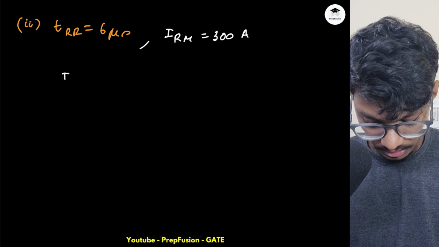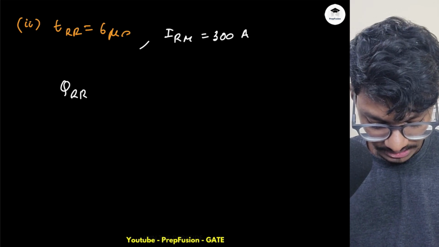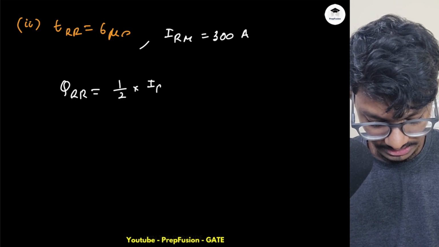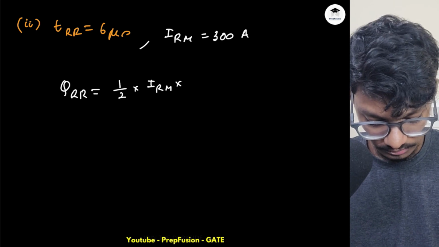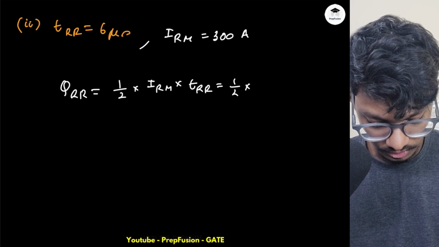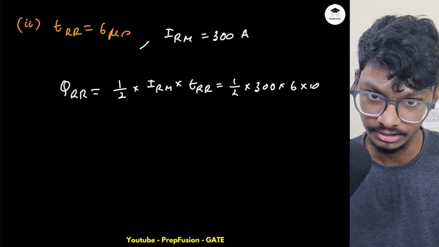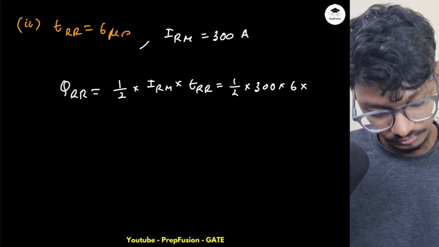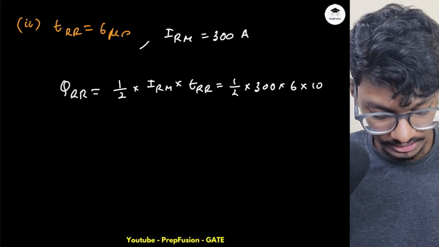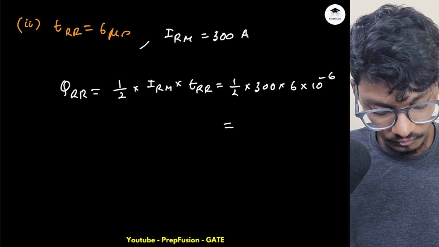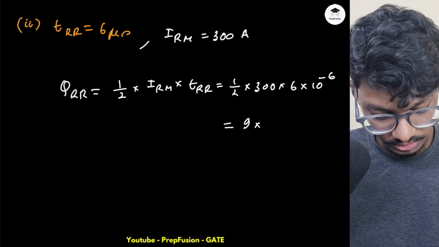What is my formula for Qrr? Qrr is basically the area under the triangle, which is half into IRM into trr. This can come in the GATE examination. So it will be simply half into 300 into 6 micro. This time I will write everything in units. If you want to write in microcoulombs, you can leave it as micro. Else I will directly write it in terms of coulombs only. So this will be 10 to the power minus 6. This will be 15 into 6, that is 9 into 10 cube.